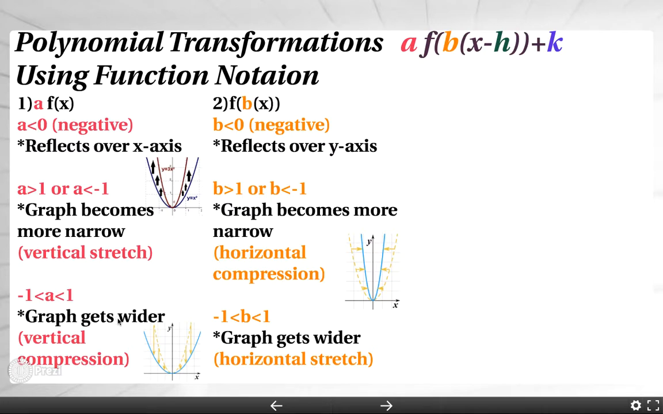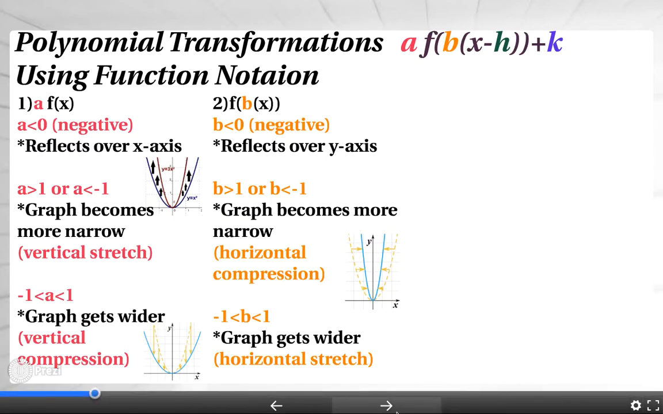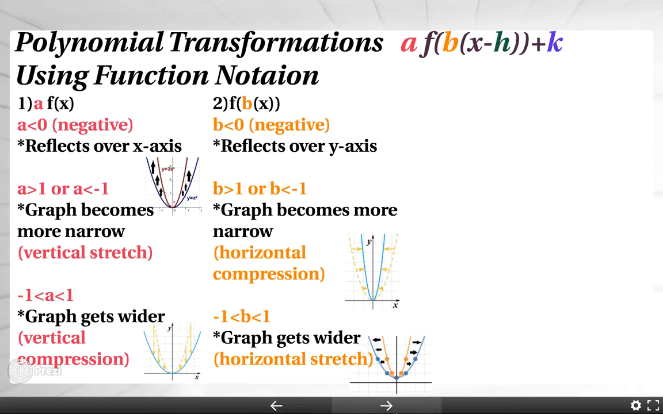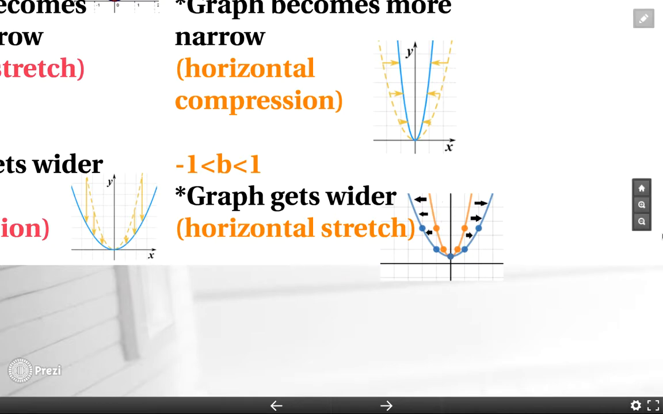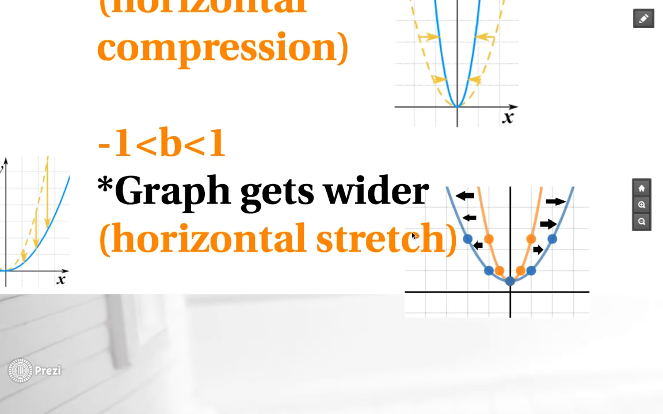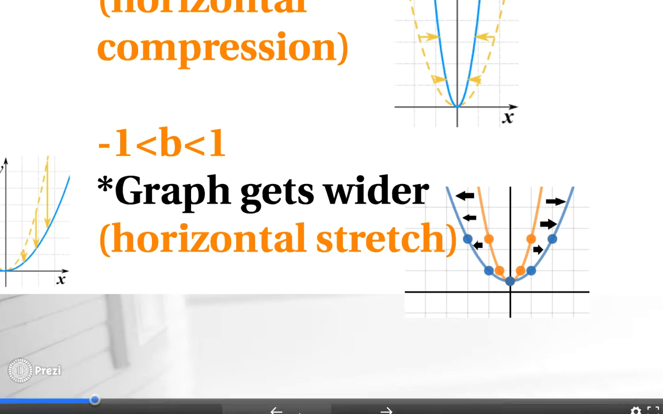Okay, but when it is a fraction, no matter if it's an A or B, the graph gets wider. We just get wider in two different ways. So again, I'll zoom in on my picture. All right, if we start at the orange graph and get to the blue graph, if we kind of stretch this thing out in a horizontal direction, it will get wider. So it's a horizontal stretch.